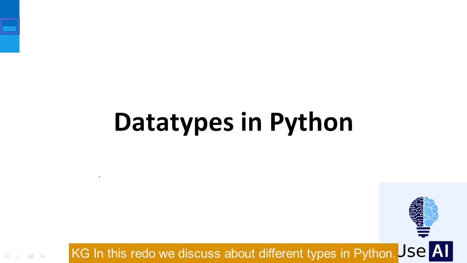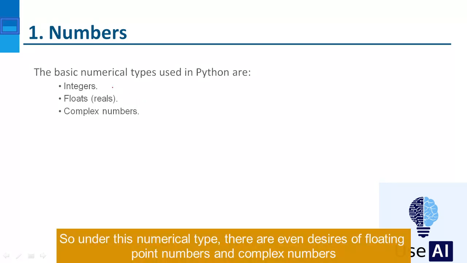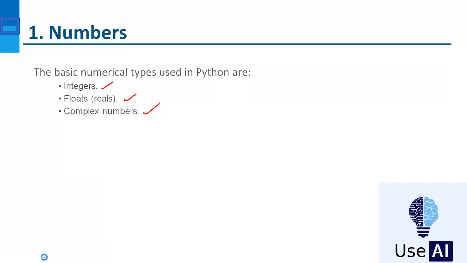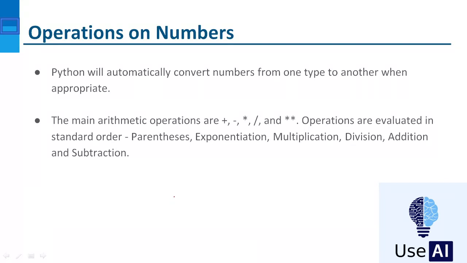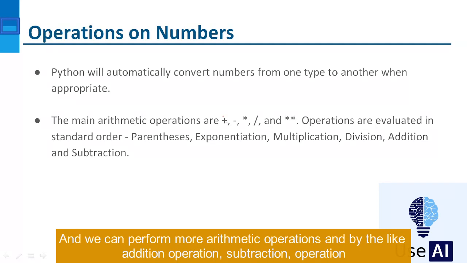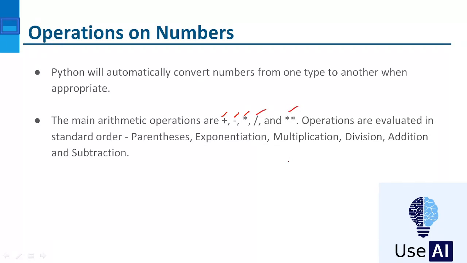Hello guys, in this video we'll discuss different data types in Python. So first, coming to numerical types in Python. Under the numerical type there are integers, floating point numbers and complex numbers. Okay. And in Python we can convert, or it will also convert automatically, from one data type to another. And we can perform arithmetic operations in Python like addition, subtraction, multiplication, division, and power operation. Okay.